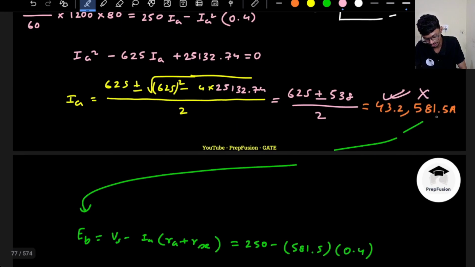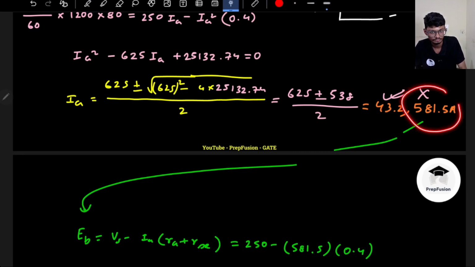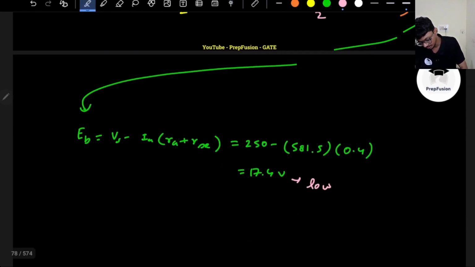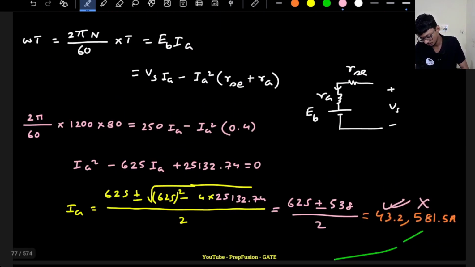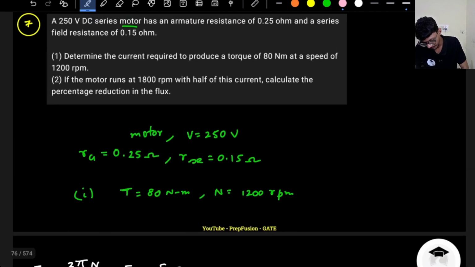Most cases we will always neglect the high current, right? Because the winding may burn. This high current case is the one at starting, when the machine starts it takes very high current, because the back EMF is very low. As the machine has reached steady state, the back EMF will be high, because it is rotating with a speed. So that is the case over here.